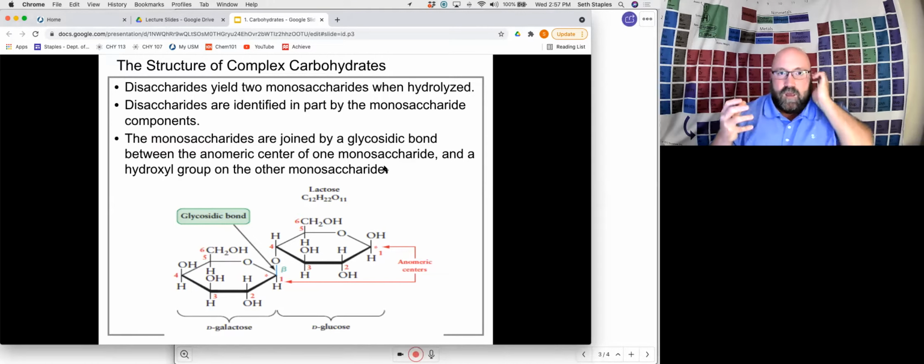Disaccharides are combinations of 2 different monosaccharides, and that should make sense. And so if we take 2 monosaccharides and we join them in what we call a glycosidic bond, we'll end up with a disaccharide. A glycosidic bond occurs between the anomeric carbon on one of the monosaccharides and one of the hydroxyl groups on the other.